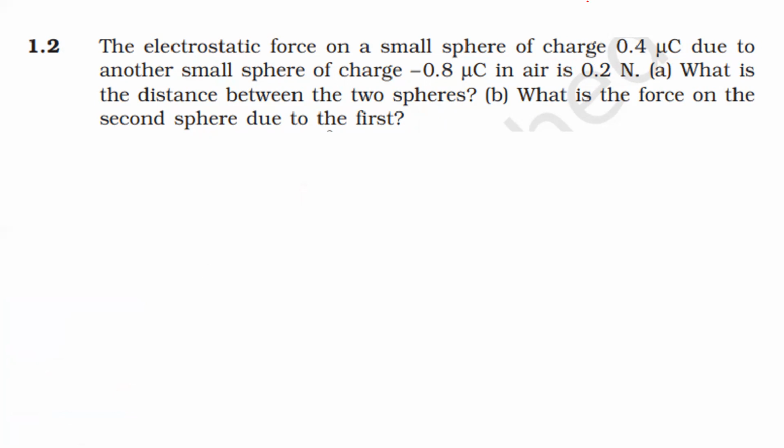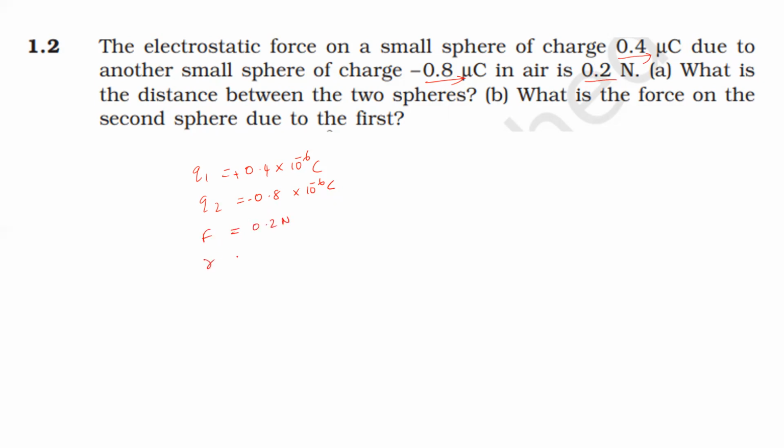Let us take Q1 as 0.4 microcoulomb. So Q1 equal to 0.4 into 1 microcoulomb is 10 power minus 6 coulomb. And Q2 we take as 0.8 microcoulomb. So 0.8 into 10 power minus 6 coulomb. Here first charge is positive charge, second charge is negative charge, so that between them force of attraction will be there. And the force is given that 0.2 Newton. Force acted on one charge on another charge is 0.2 Newton.